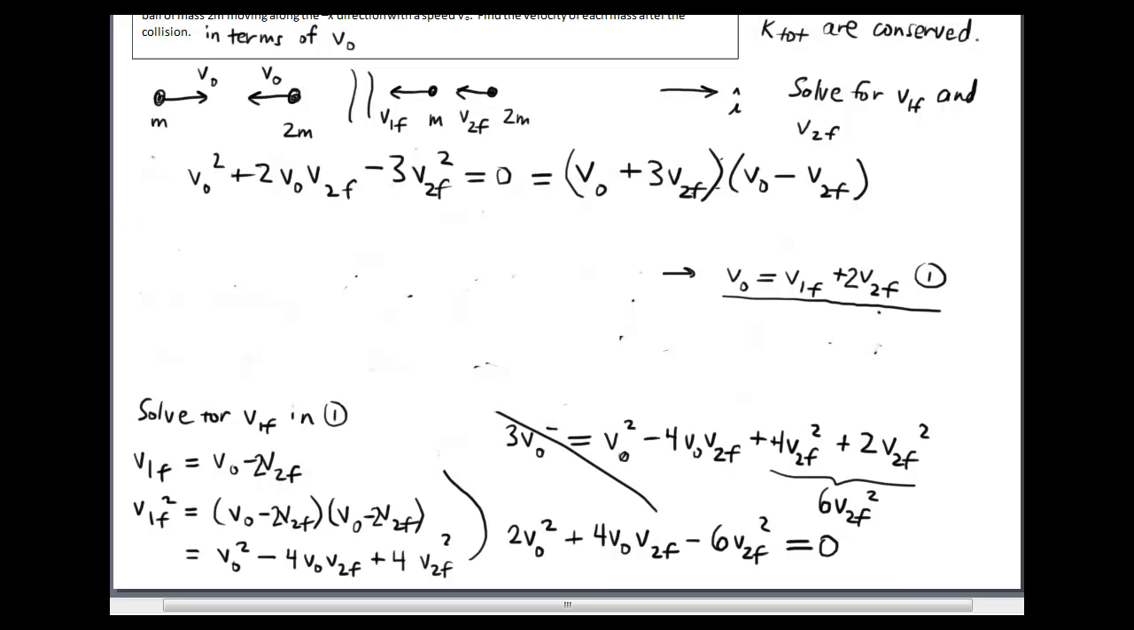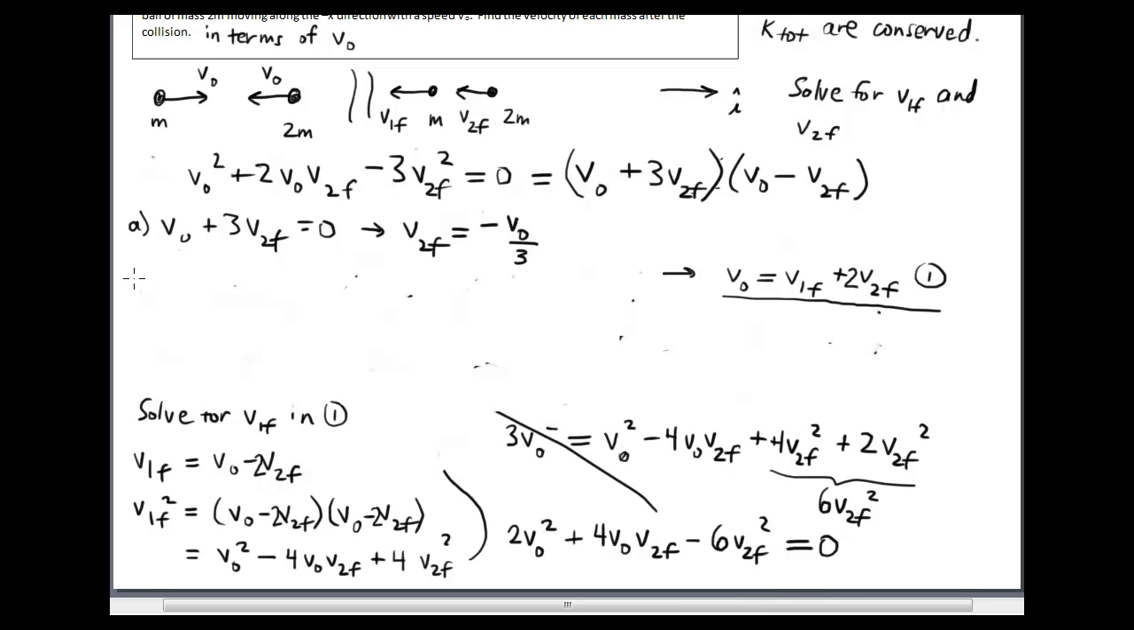A, the first possibility, is if the first term is equal to 0, right? v0 plus 3 v2 final equals 0. And if that's the case, then v2 final is equal to negative v0 over 3. The minus sign would just mean that my picture was wrong, that I guessed the wrong direction, and that the v2 final vector actually should point to the right. But that looks like a reasonable answer.